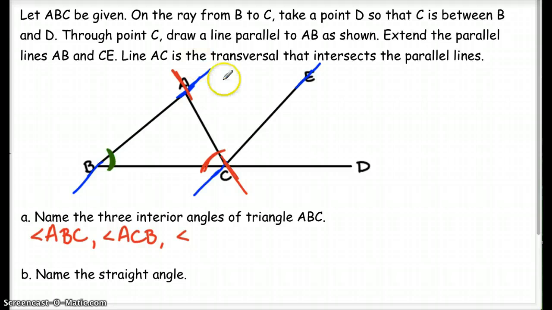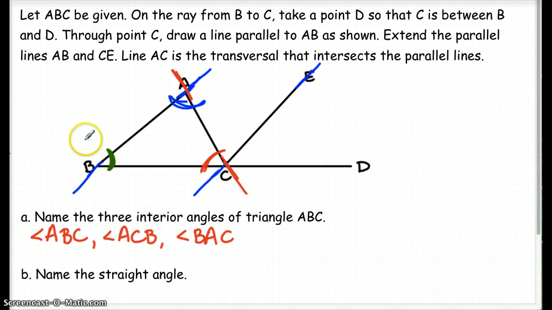And then finally we have the angle up here, angle A. As long as A is in the middle, it'll be fine. So I will name this angle BAC. So those are the three interior angles that make up that triangle.